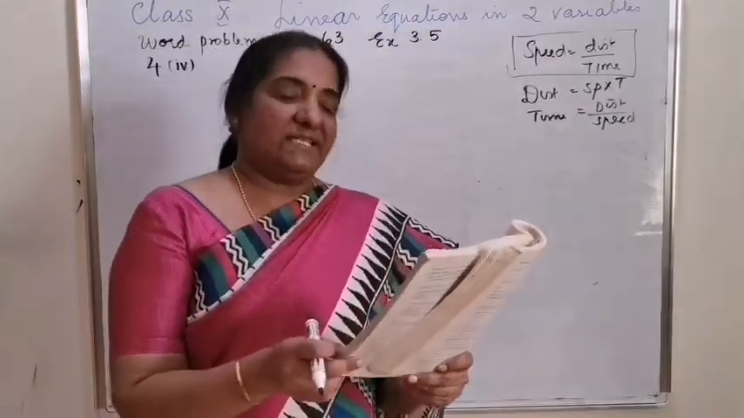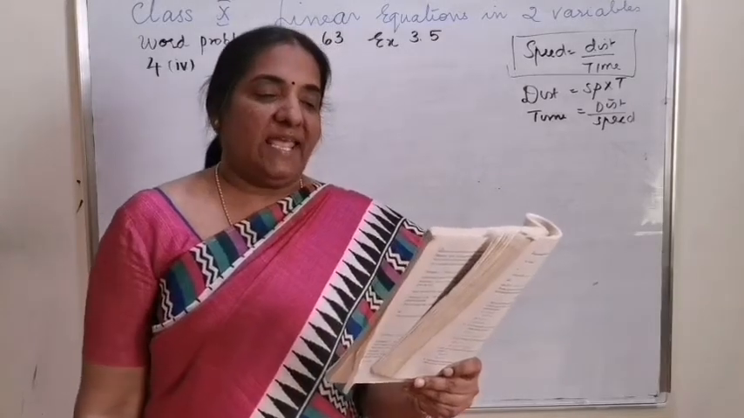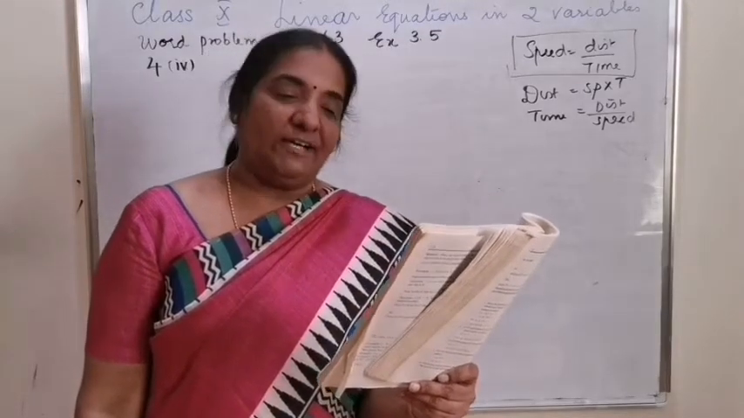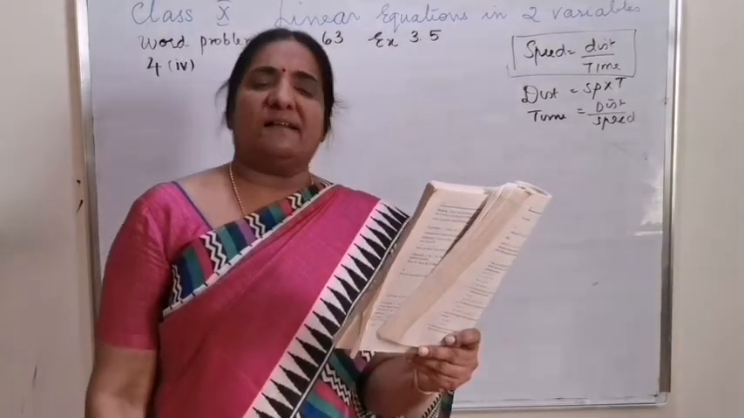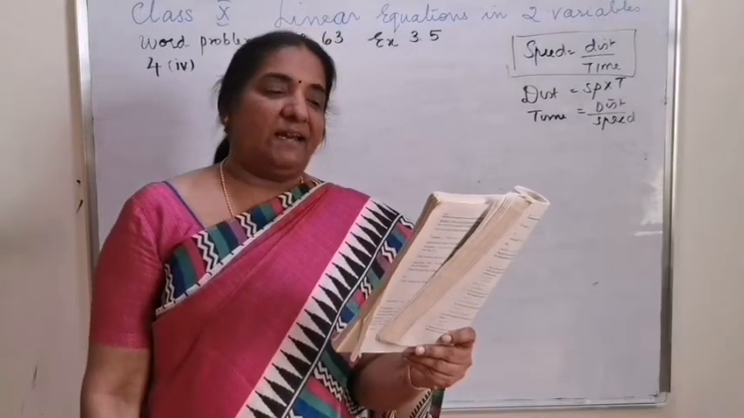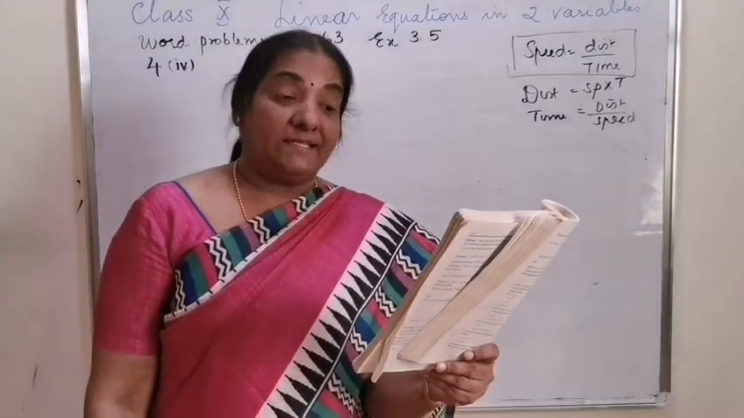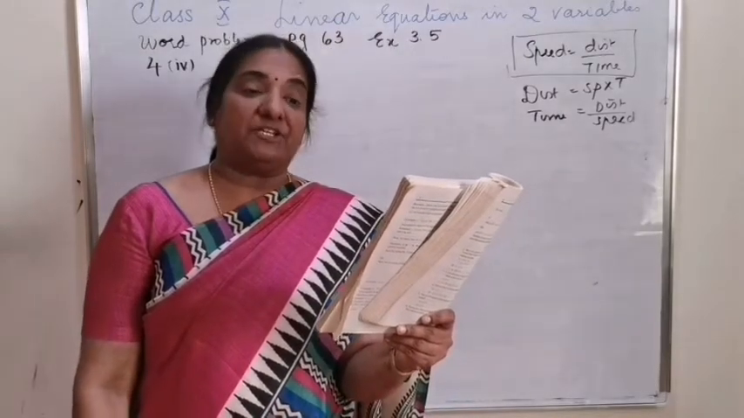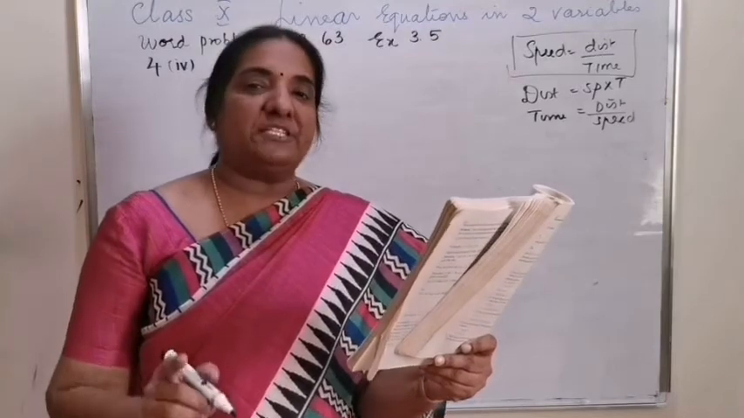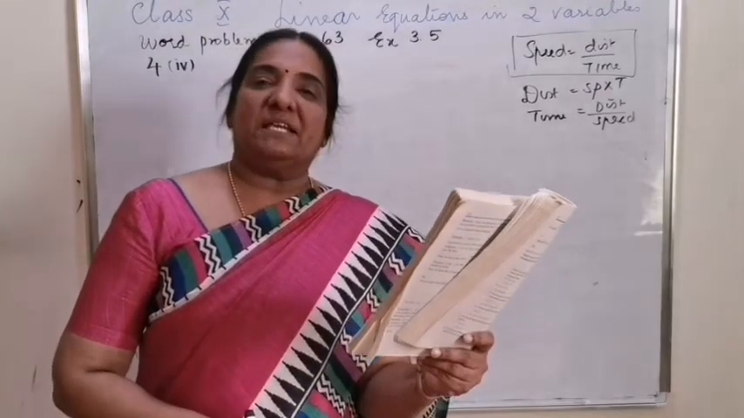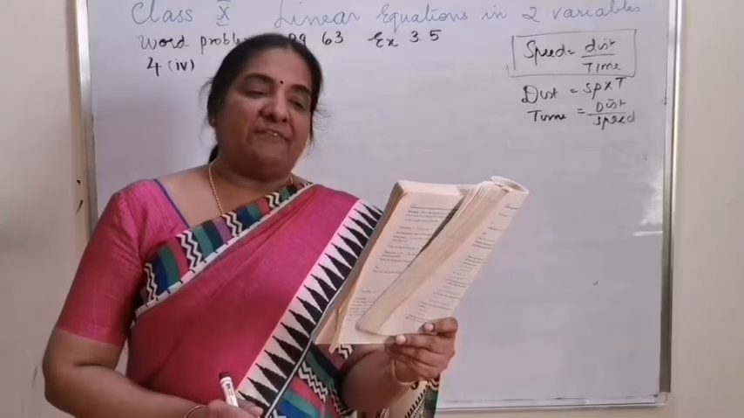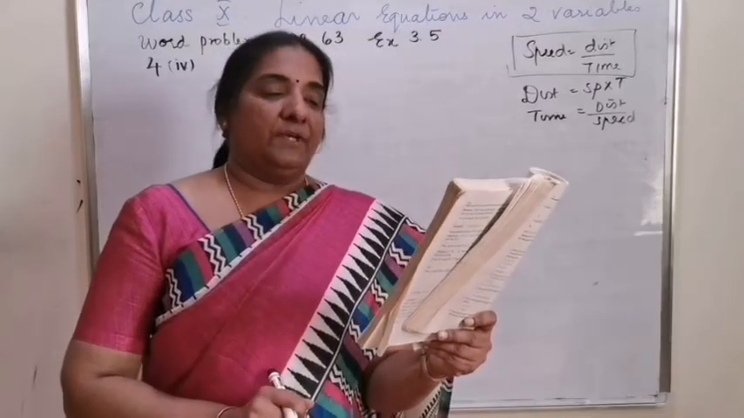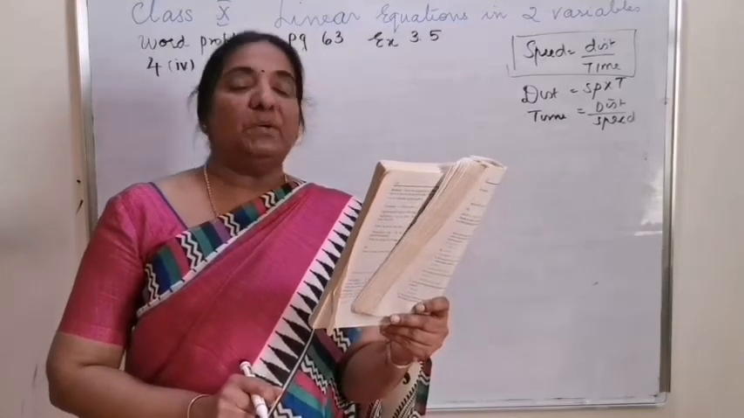The question based on this is, points A and B are 100 km apart on a highway. One car starts from A and another car starts from B at the same time. If they travel in the same direction at different speeds, they meet in 5 hours. If they travel towards each other, they meet in 1 hour. What are the speeds of the 2 cars?